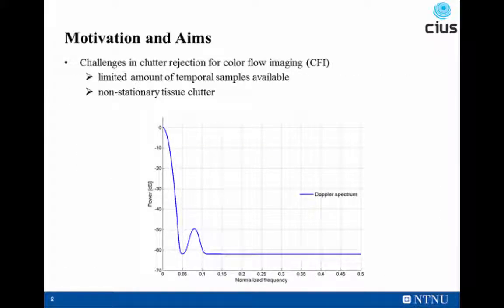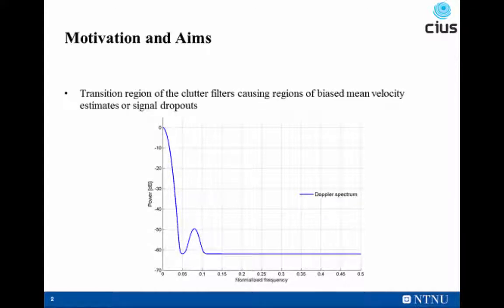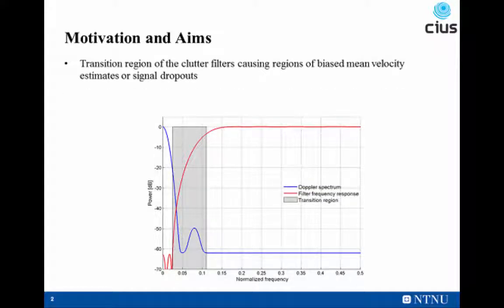Clutter filtering in color flow imaging is a challenging task due to the limited number of samples available in a packet, and also due to the fact that the clutter is not stationary. So the clutter filters that are used in color flow imaging have a certain transition region, which can cause signal dropouts or biased mean velocity estimations.